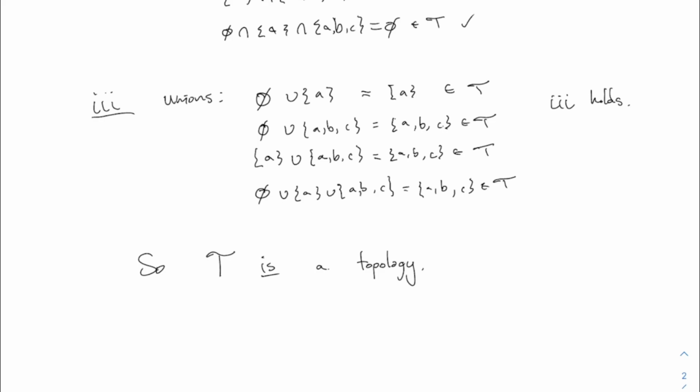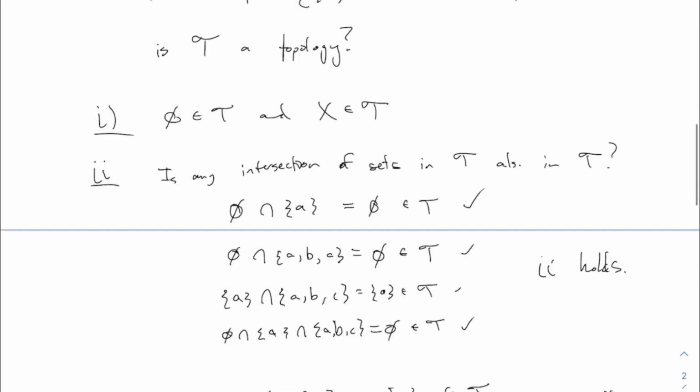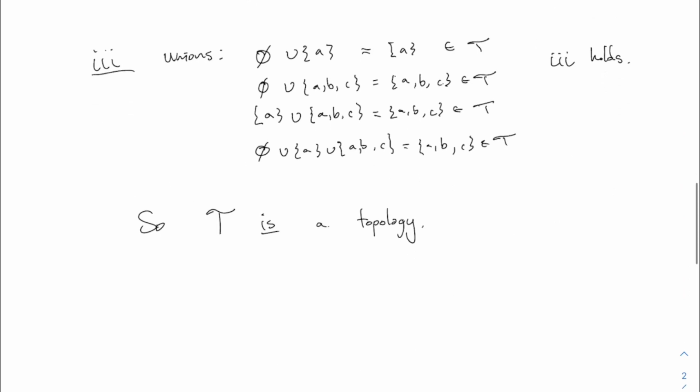This is a set of 3 points in which, according to this topology, one of the points is somehow special. A has a special role to play. A by itself is an open set, whereas B and C are not special in that same way. All right? T is a topology. So X with T, remember the terminology, we say X with T is a topological space.